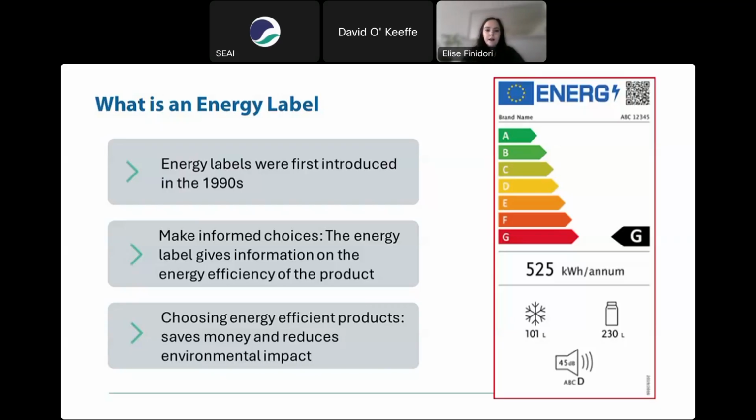The third point I'd like to make is that choosing energy efficient products is important for two main reasons. The first thing is that energy efficient products use less energy, therefore they allow you to lower your energy bill. It's good for your pocket, and it's also good for the environment. Energy efficient products have a lower carbon footprint, so this is an important point as well.